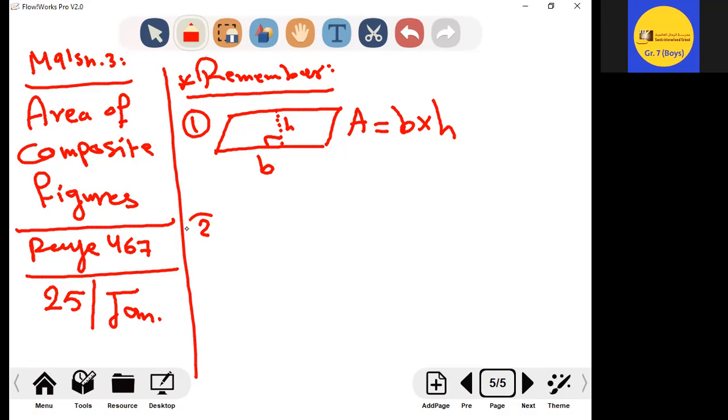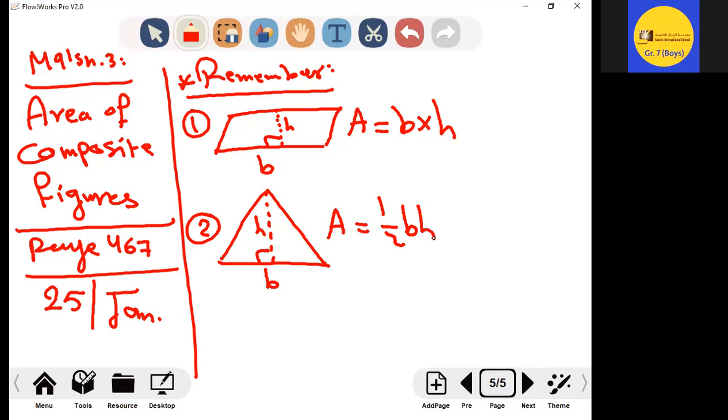Now, in the triangle also, we have 2 dimensions, base and height, right? Write the formula. What's the formula of the area? A equals half multiply base multiply height. Now, look at the area of the parallelogram and the area of the rectangle. They have half only in difference, right? Half BH, right? Means the triangle is half of the parallelogram.